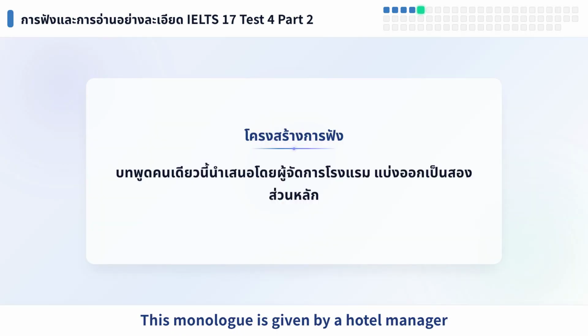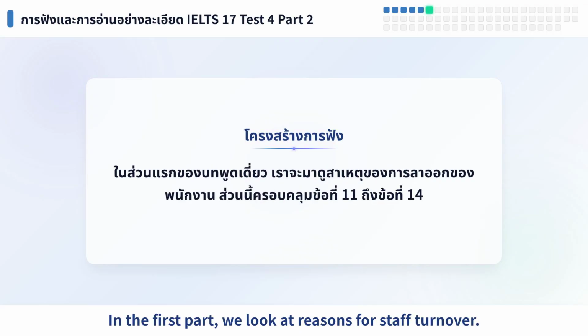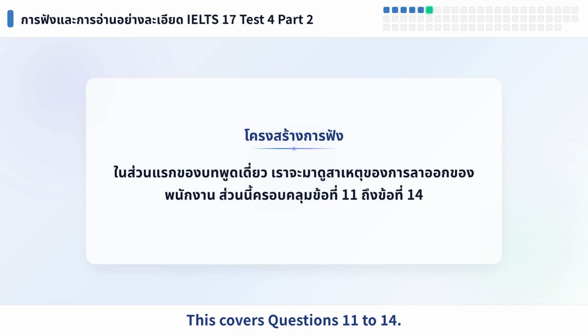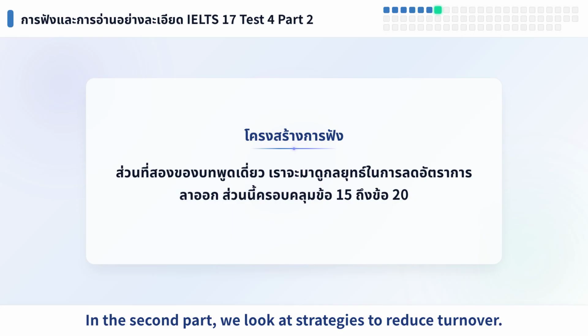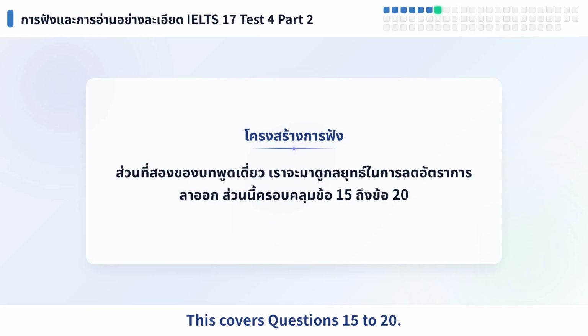This monologue is given by a hotel manager and has 2 main parts. In the first part, we look at reasons for staff turnover. This covers questions 11 to 14. In the second part, we look at strategies to reduce turnover. This covers questions 15 to 20.